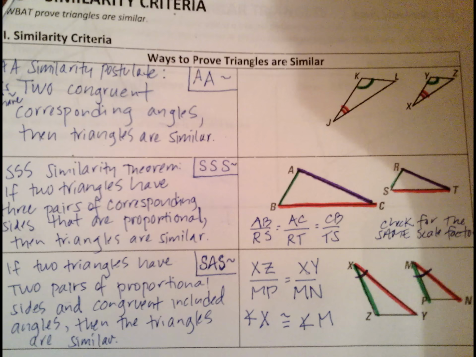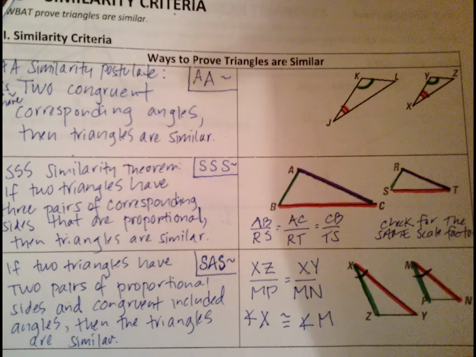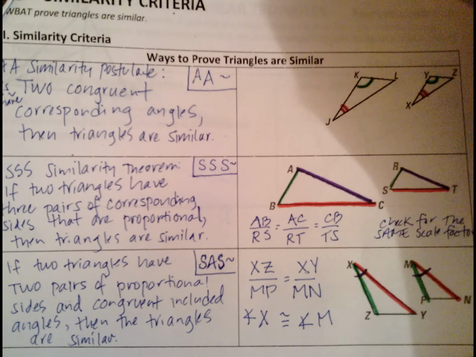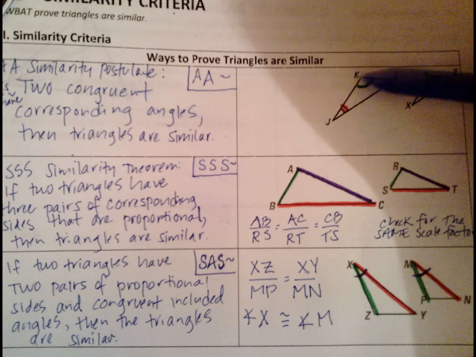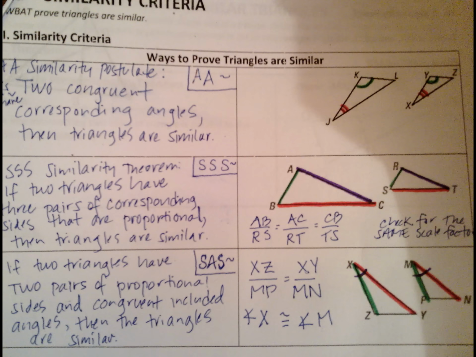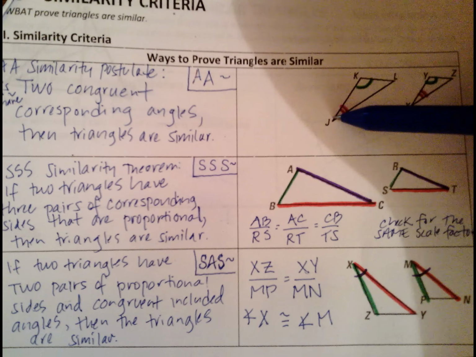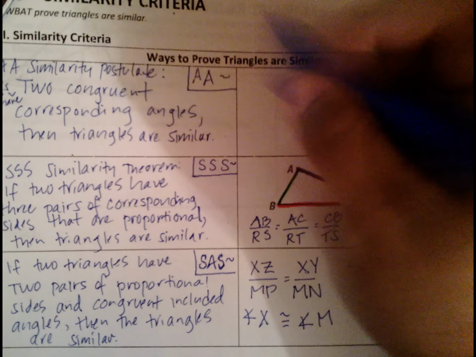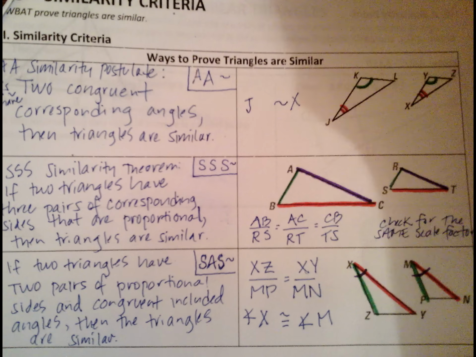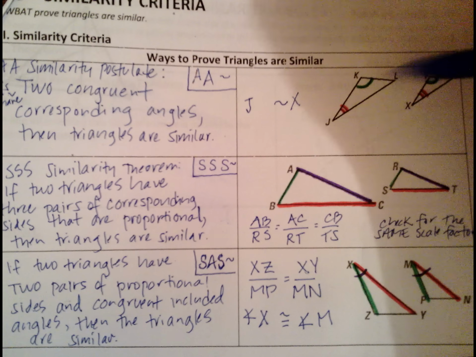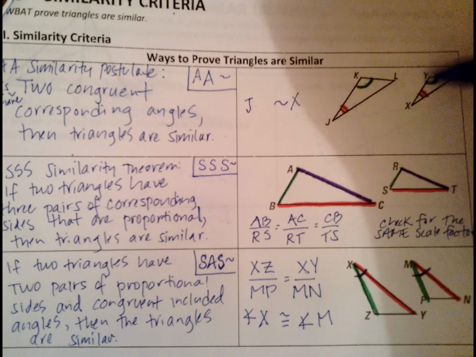How would you write a similarity statement? To write it correctly, and you will be graded on that moving forward, you're going to make sure that the orientation of the points matches the corresponding parts, meaning angle J in the first triangle corresponds with angle X. So I'm going to start my statement, J here, X here. Then these two are corresponding, right? Because their angles are congruent to each other.